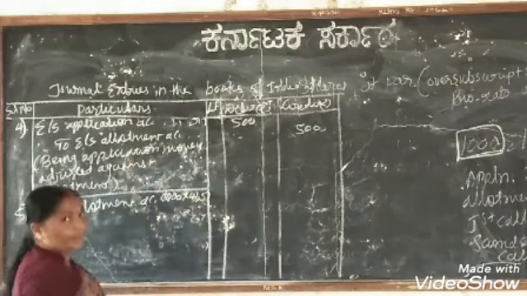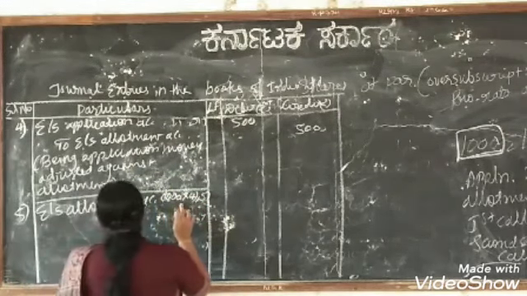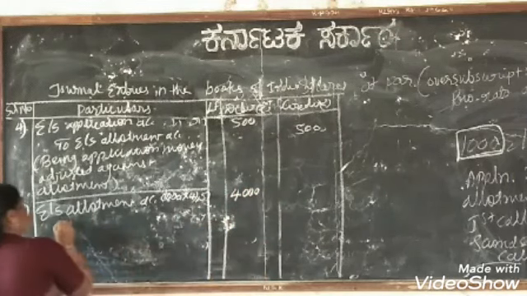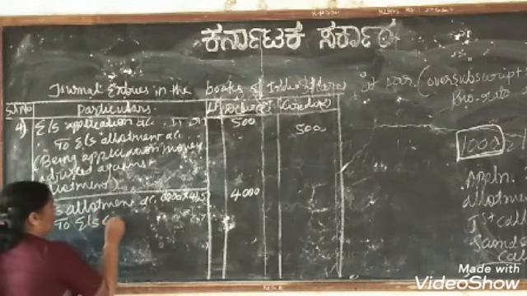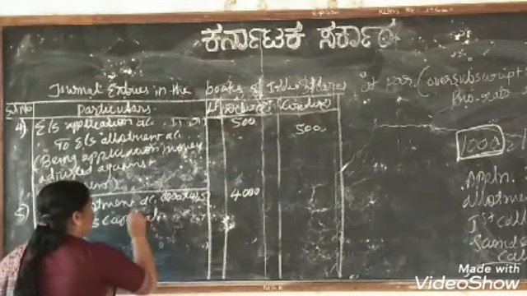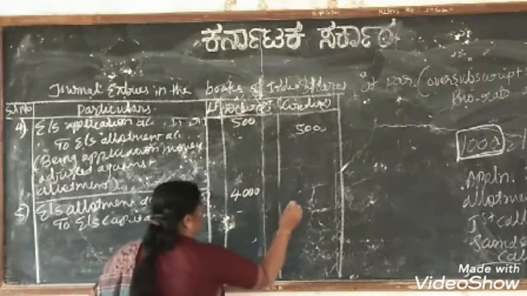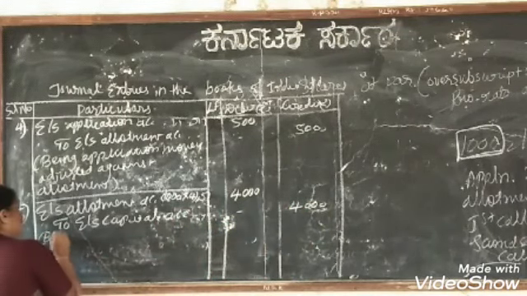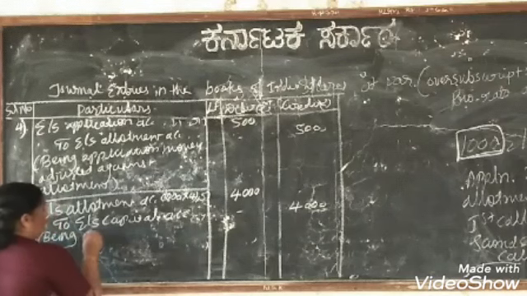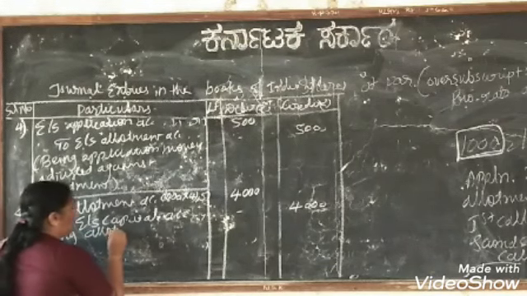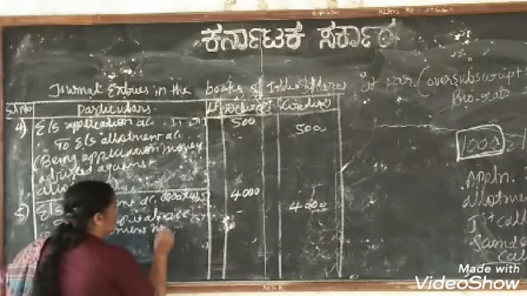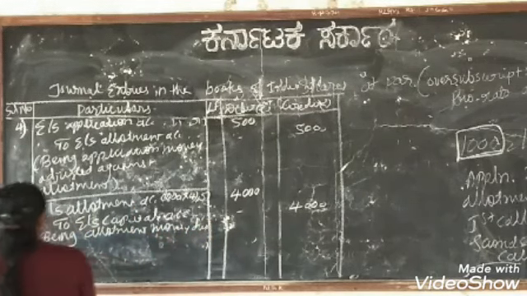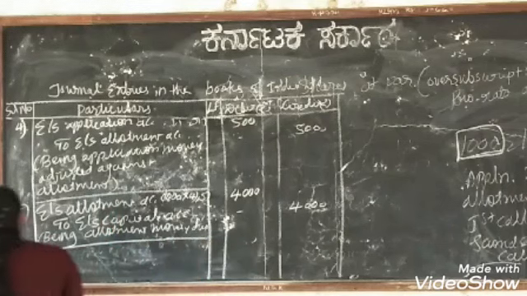Afterwards we will adjust again. Allotment account debit, it is 4,000, to equity share capital account, 4,000. Narration: being allotment money due.